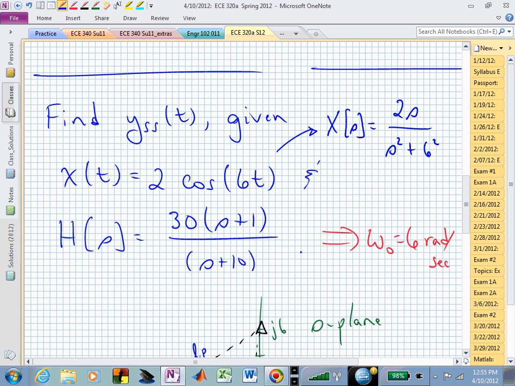Your impulse response, little h of t. What would you get for h of t here? This is why this is kind of a weird one.